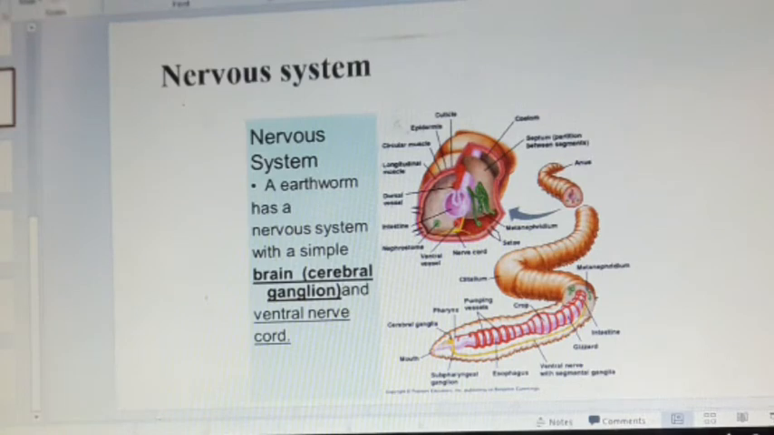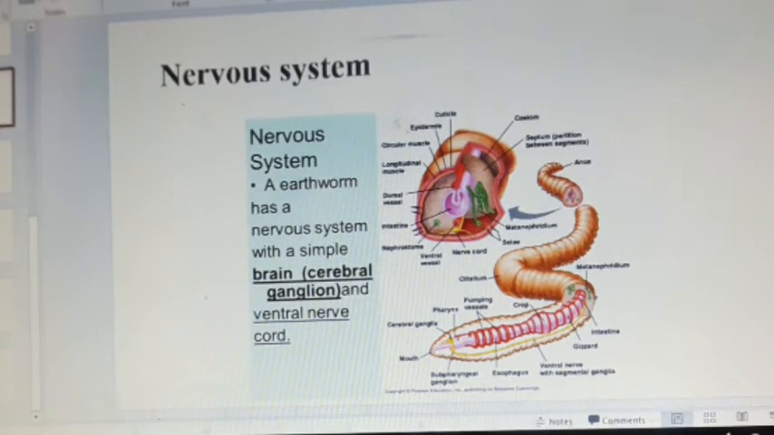Oligochaetes are sensitive to a wide variety of chemical and mechanical stimuli. Receptors for these stimuli are scattered over the body surface, especially around the prostomium.